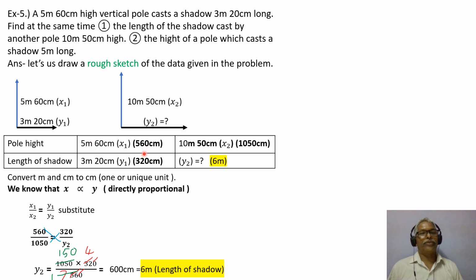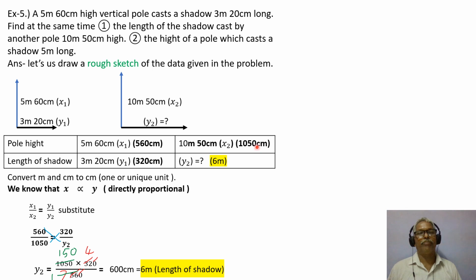So do it like this. 5 meters 60 centimeters is 560 centimeters. This will be 320 centimeters, and this will be 1050 centimeters. Okay, remember this is 10 meters, not 1 meter. So 10 meters will be there, and this 50 will be there, so many centimeters.